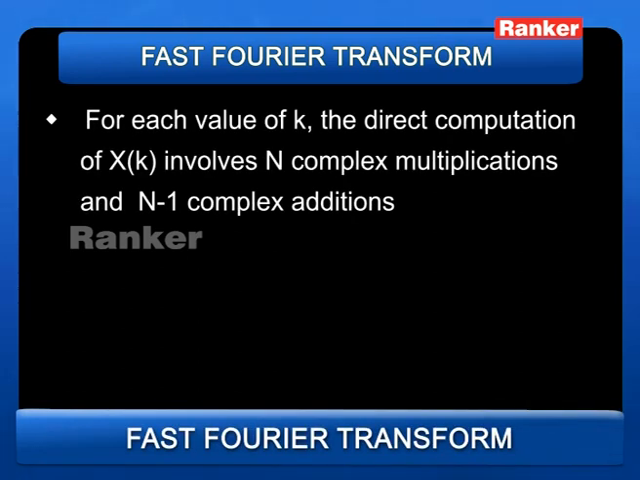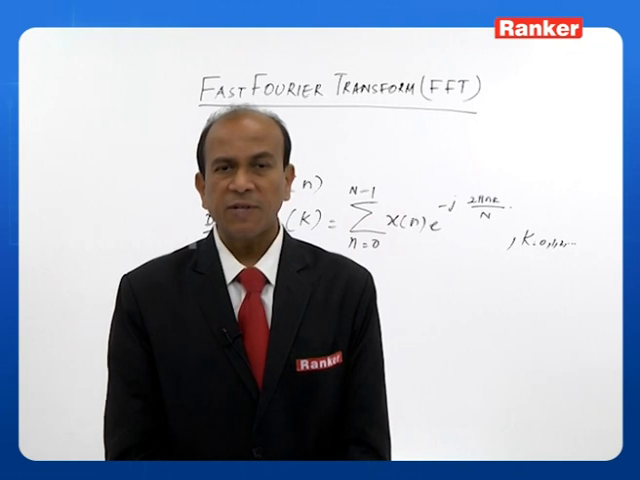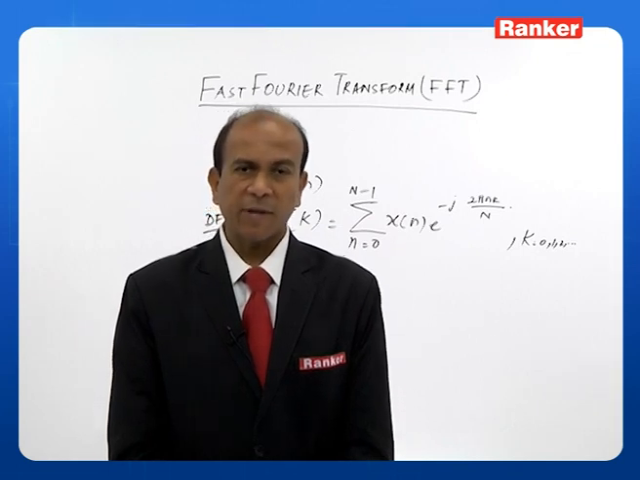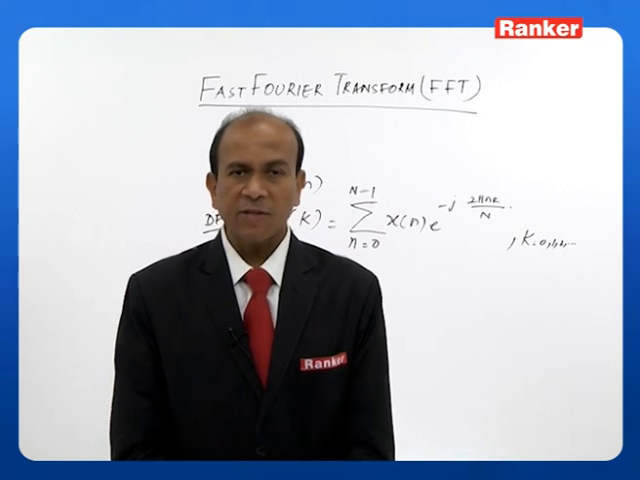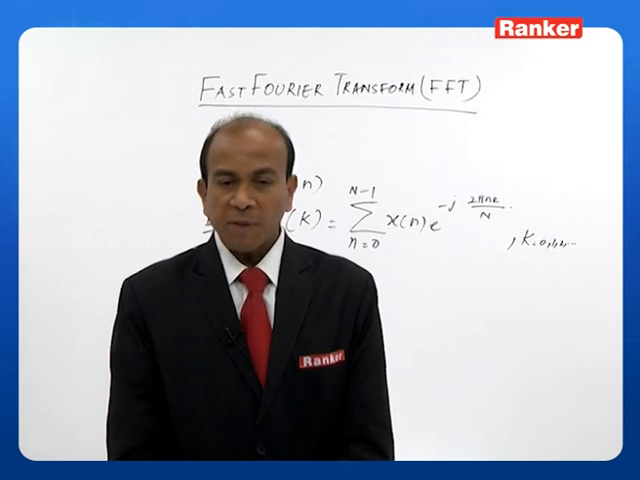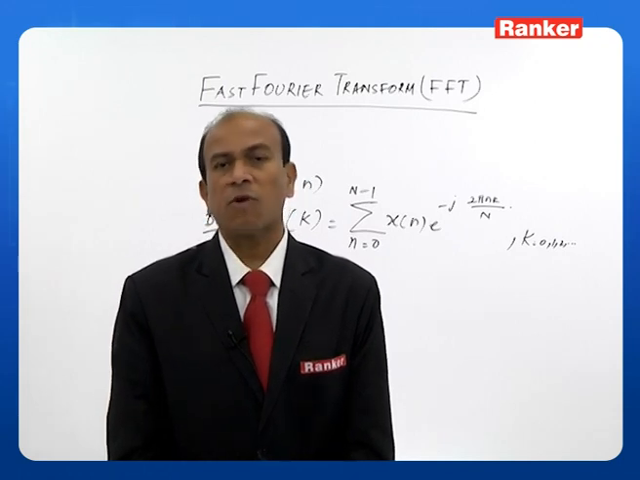For each value of k, the direct computation of X of k involves N complex multiplications and N minus 1 complex additions. As we see here, the summation is from n equal to 0 to N minus 1. So the number of complex additions needed is N minus 1, whereas the number of complex multiplications needed is N. Okay, N complex multiplications and N minus 1 complex additions.